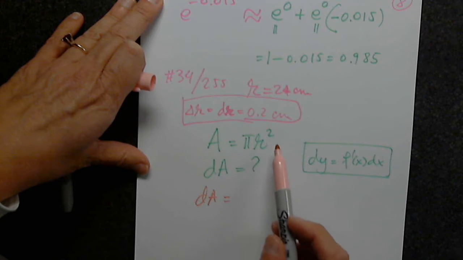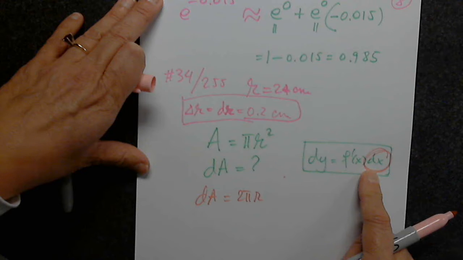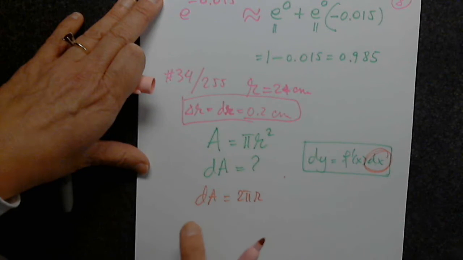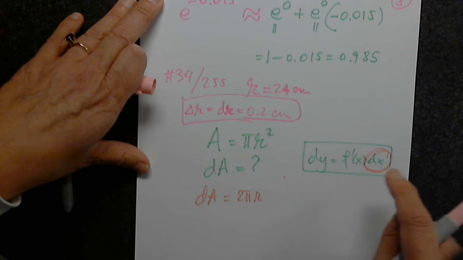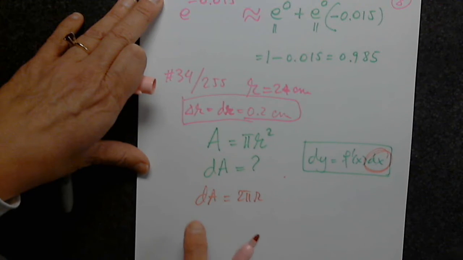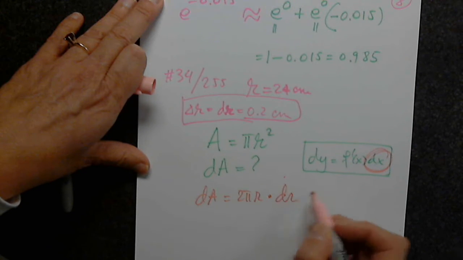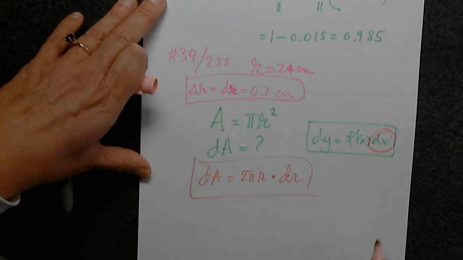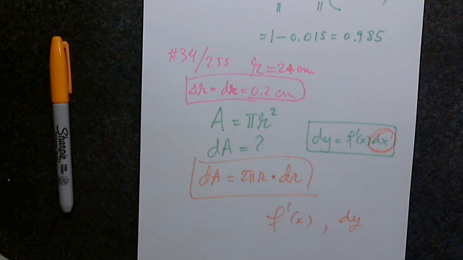dA equals 2 pi r. We cannot forget that. This is not the derivative. This dy is f prime of x times dx. So dA will be 2 pi r times dr. Please understand the difference between f prime of x and dy. They are not the same. F prime of x is the derivative of the function, but dy is the derivative of the function times dx.